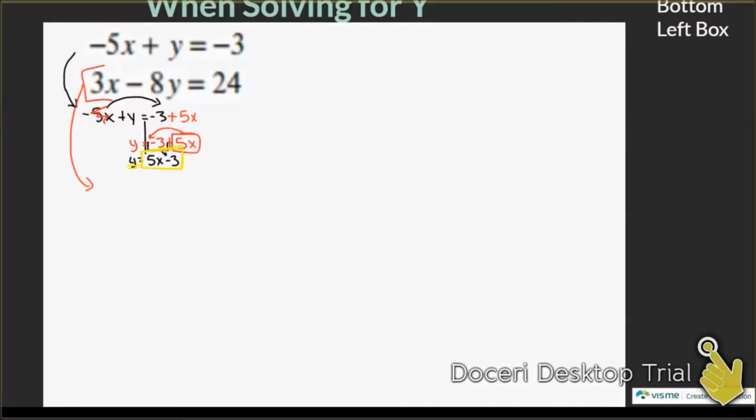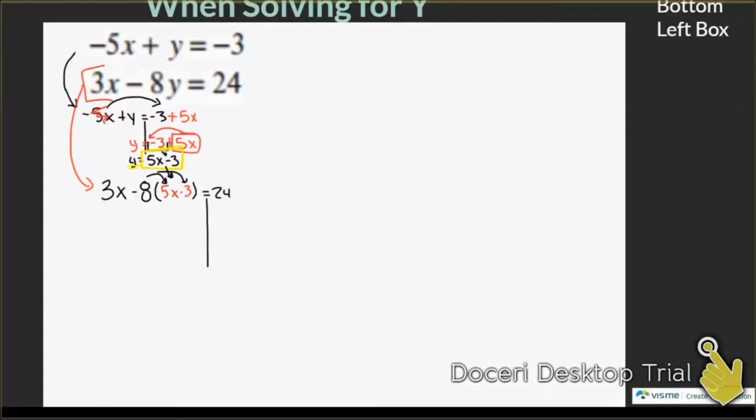So we have 3x minus 8, but instead of y, here's where our parentheses come in, and we're going to drop down everything that we boxed. So we boxed 5x minus 3. We're going to put that in where the y was. Again, that's because it says y equals. That's going to equal 24. Okay, so I'm going to give you a second. I want you to go ahead and distribute this negative 8, and I want you to get your answer for x. Okay, ready, go.